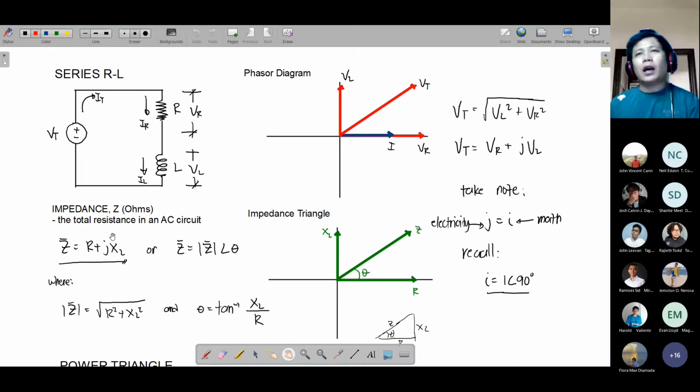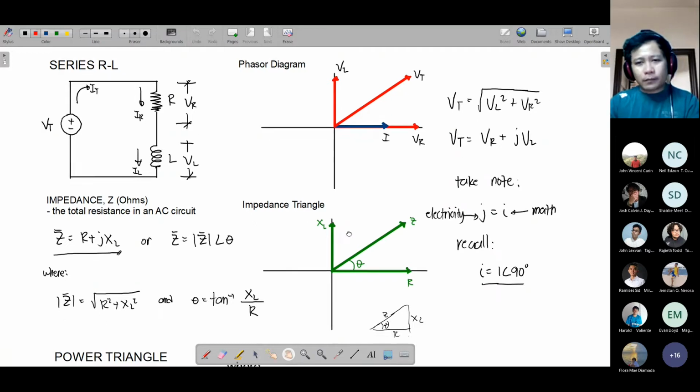Okay? And the only branch of engineering that uses J as imaginary is electrical circuits. Okay? When it comes to electrical circuits, always use J, not I. Okay? So, sir, why is there a J?